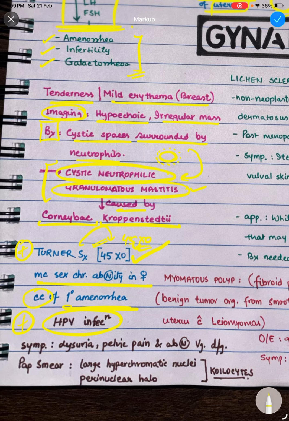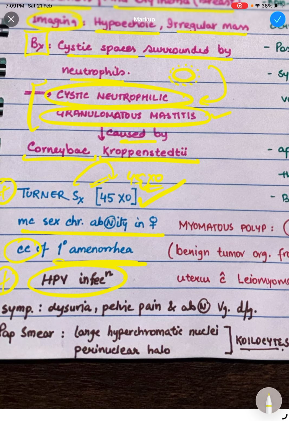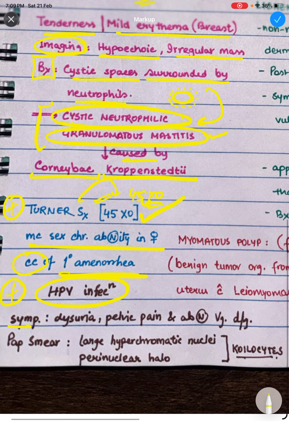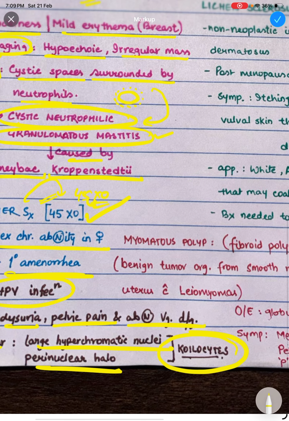In HPV infections, we have symptoms like dysuria, pelvic pain, and abnormal vaginal discharge, and the pap smear shows large hyperchromatic nuclei with perinuclear halo, and these cells are known as koilocytes on the pap smear.